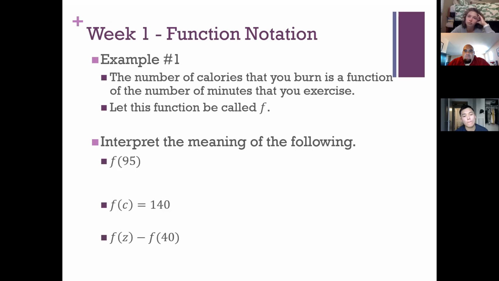The number of calories that you burn is a function of the number of minutes that you exercise. So here's what I want to do. I have three pieces of function notation here: f of 95, f of c equals 140, and f of z minus f of 40. I'm going to give you all a couple of minutes to do this. For each one of these pieces of function notation, be ready to give me an explanation in English about what each one of those things means. So remember to be careful and be specific.